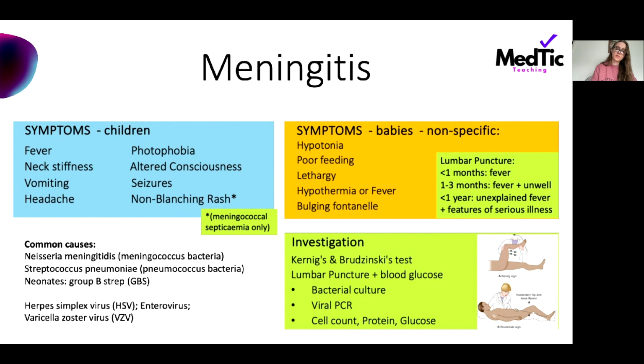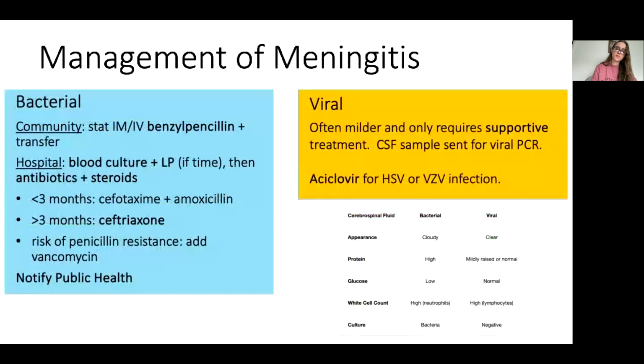Okay, so if we go on to the next slide, this is where I've got the management. I got confused there. Adults, I think, get ceftriaxone like the over 3-month-olds, but this was a 2-month-old baby, which is why we've given cefotaxime and amoxicillin as our antibiotics. And then you also want to give steroids to try and protect from neurological damage. And if you're considering that there's penicillin resistance, you add vancomycin. That's in the hospital if we know what's going on.